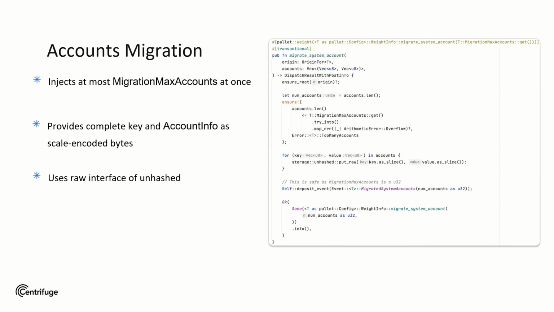And then the actual migration is fairly simple. Again, you have a weighted extrinsic, and what you have here are the accounts, which is a vector of a number of accounts where the first element of the tuple is the key SCALE-encoded, and the second one is the account info SCALE-encoded. Then we just check, is it too much, because we have a limit so that it's not overweight, and then we iterate over the vector and inject it raw into storage. Afterwards, we say, okay, we have migrated n accounts, and give the post info back, saying how much weight this extrinsic actually used.